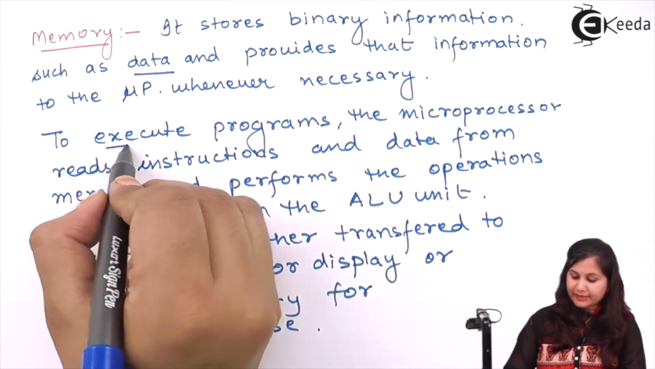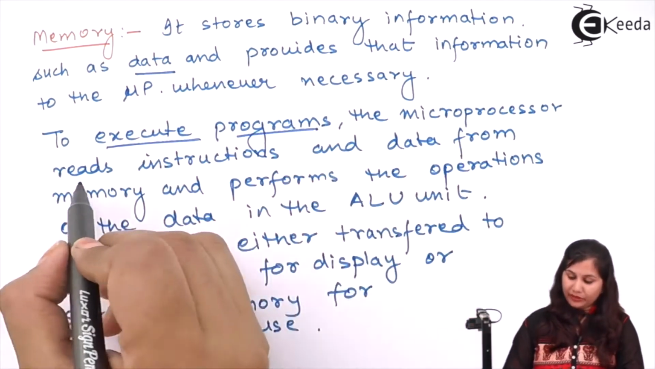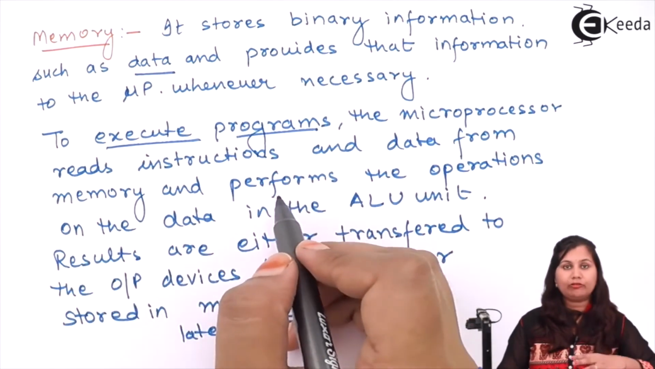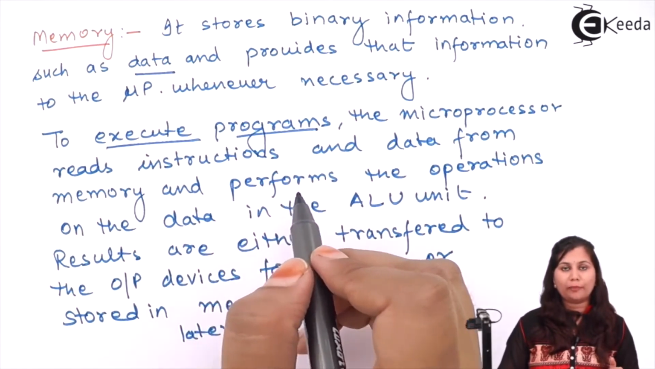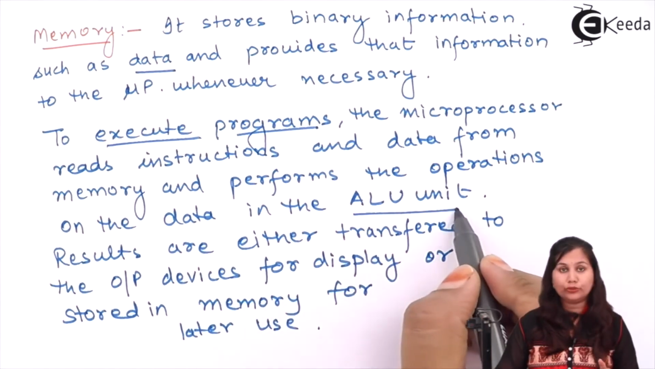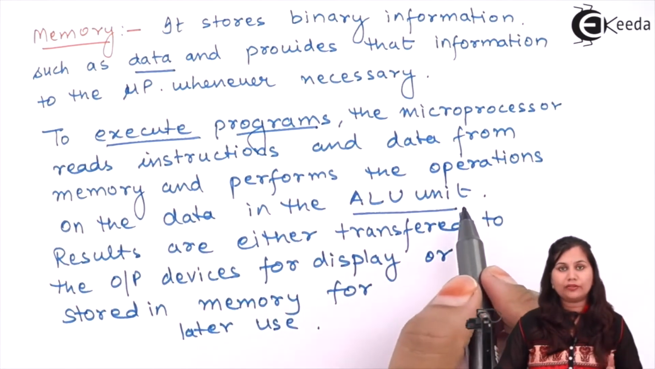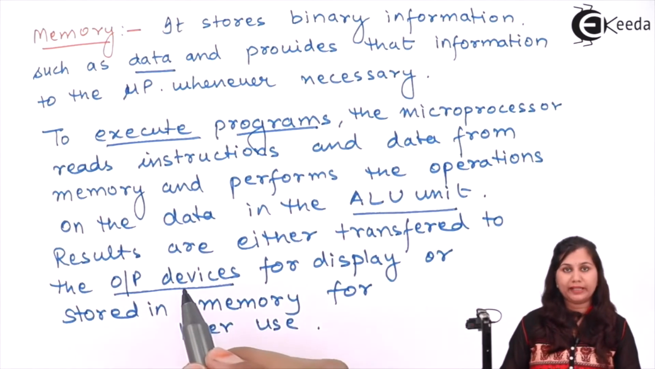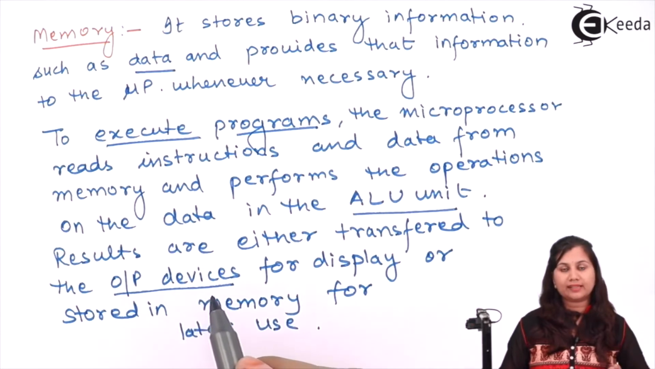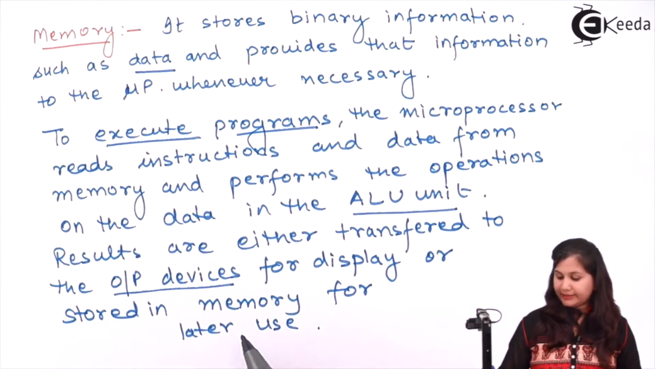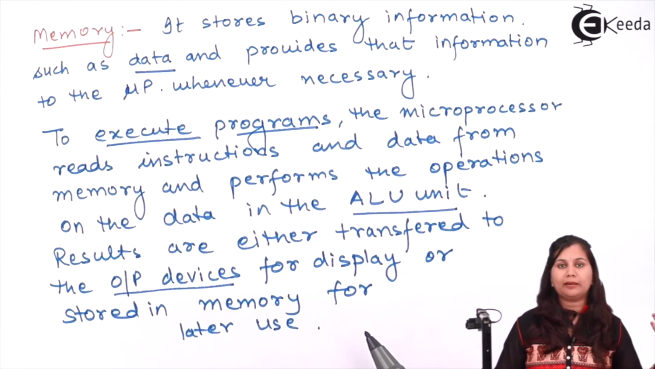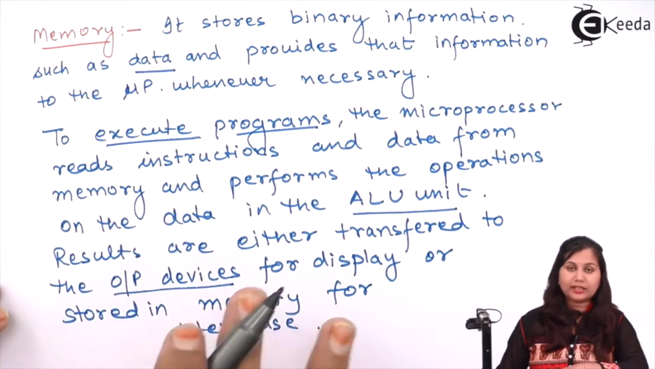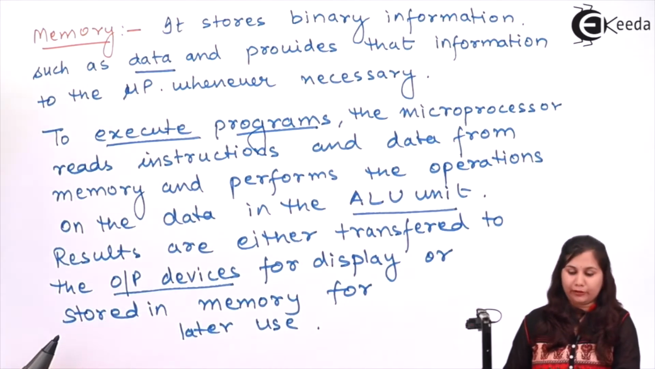When the microprocessor is executing the program, it will read the instructions and the data from the memory, and then it will perform the arithmetic and logical operations on that data in the ALU unit. After that, the result of the operations is either transferred to the output devices for display so that the user can read the result of the operation, or it is stored in the memory so that it can be used in later programs. So in this way, the memory is being used in the microprocessor.